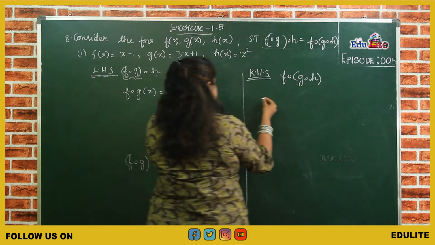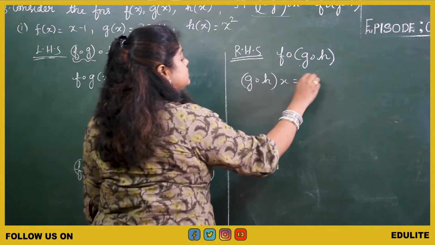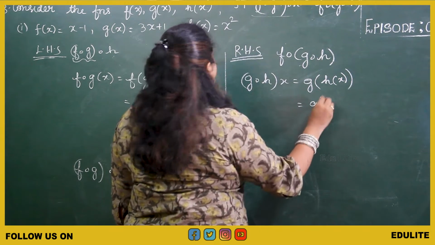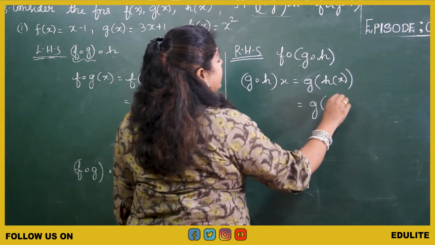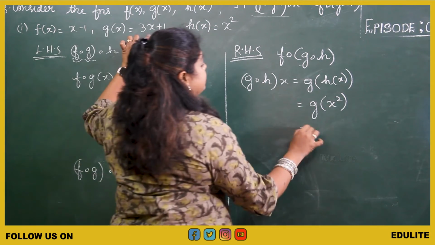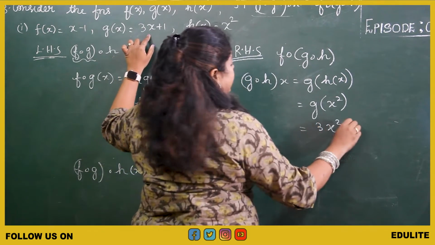RHS. In the RHS we have to find f composite g composite h. First we will complete the portion within the brackets. G composite h of x is equals to g of h of x, where h of x is x squared. We have to now use the function of g. In place of x we have to substitute x squared. So 3x squared plus 1.